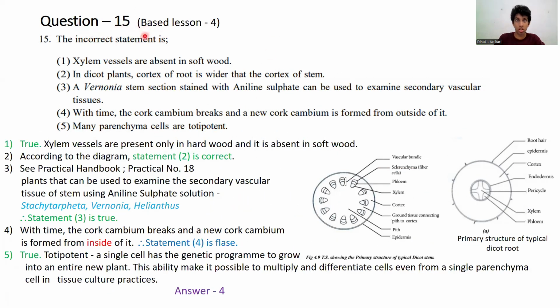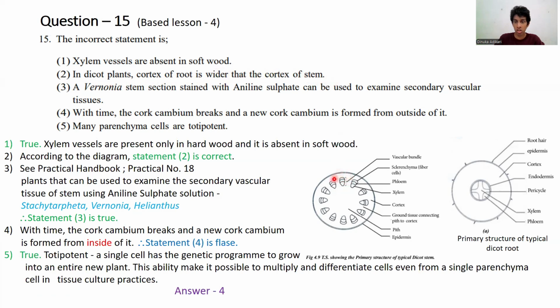Question number 15. It is based on the fourth lesson. The incorrect statement is first one, xylem vessels are absent in softwood. Yeah, that's true. Xylem vessels are present only in hardwood and it is absent in softwood. 2. In dicot plants, cortex of root is wider than the cortex of stem.